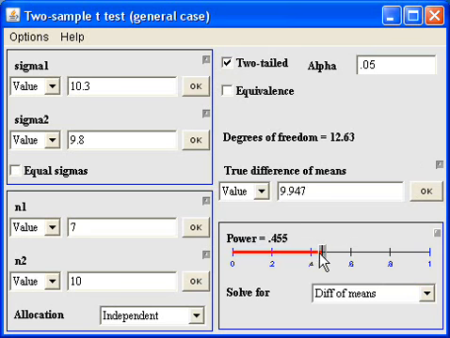So we'll slide up the power here, and as we do this, you can see that the true difference of means is changing. So for a power of 0.8, with the sample sizes that we have in our experiment, we would only have been able to detect 80% of the time a true difference in means of 15.12.